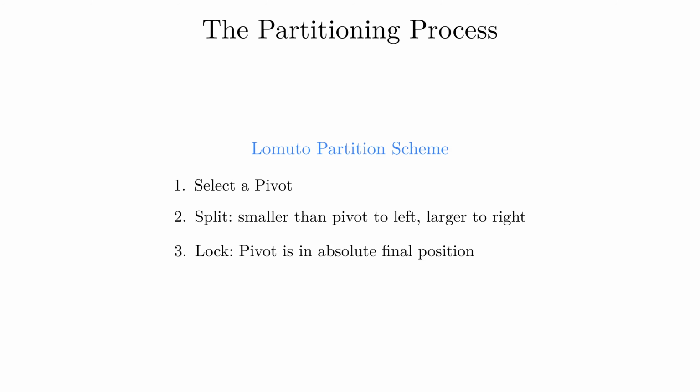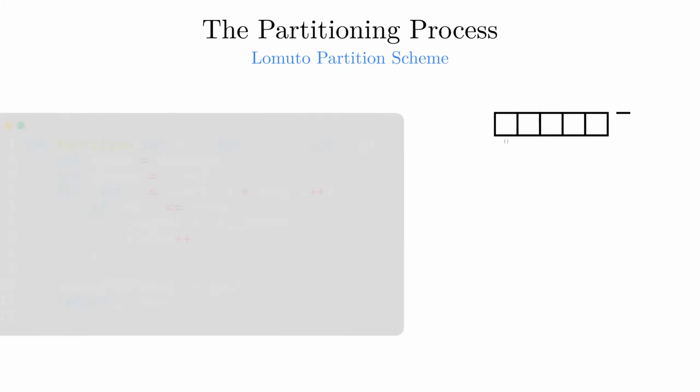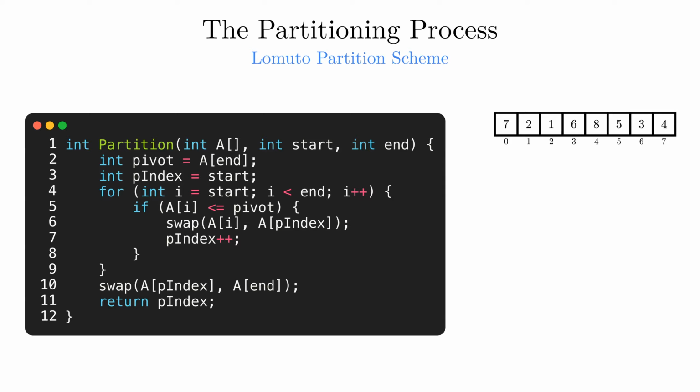Third, lock the pivot. Because every number to its left is smaller, and every number to its right is larger, the pivot will never need to move again. It is now in its final sorted position. Quicksort performs this partition in place. Consider this array and the algorithm.